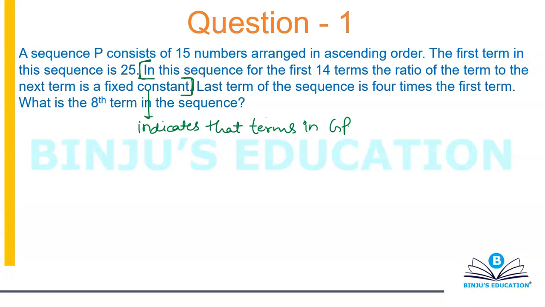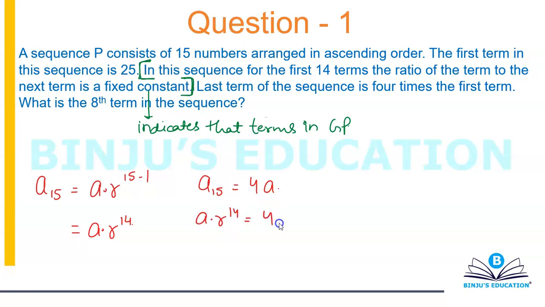All right. So my last term is the 15th term. So I can say A15 will be equal to A into R to the power 15 minus 1. This will give me A into R to the power 14. Now the last term is 4 times the first term, which means A15 is equal to 4 times A. So A into R to the power 14 is equal to 4 times A, or R to the power 14 is 4.